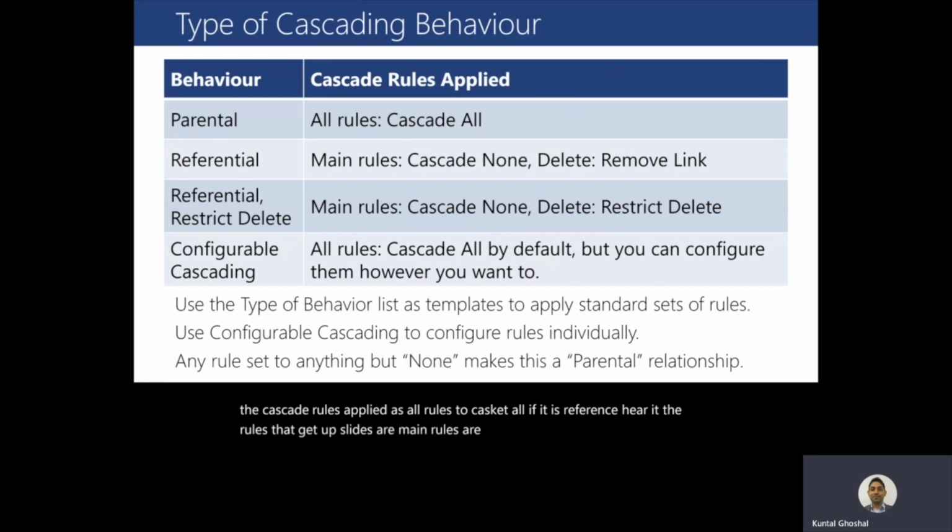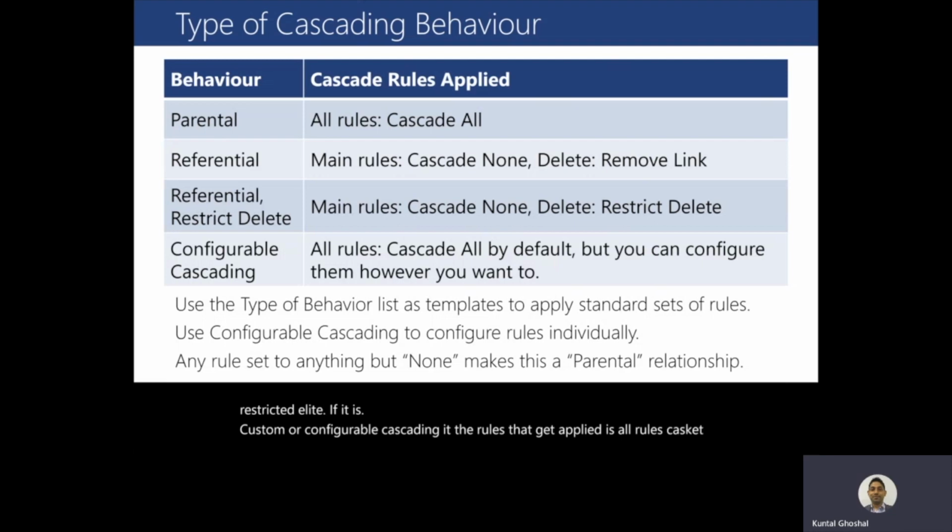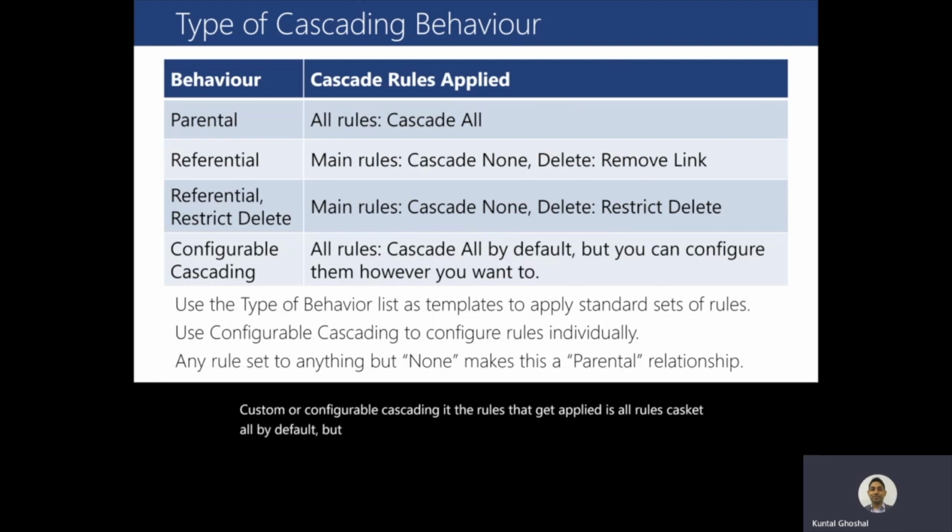For delete, it is remove link. For referential, restrict delete. For main rules, it is cascade none. For delete, it is restrict delete. If it is custom or configurable cascading, the rules that get applied are all rules cascade all by default. But again, you can configure on each of those particular actions what rule you want to apply.